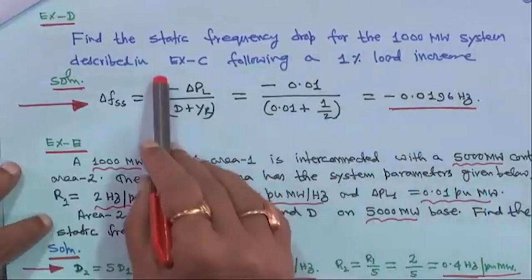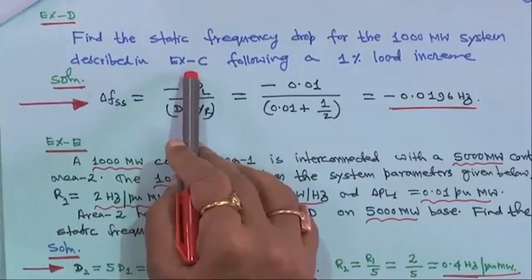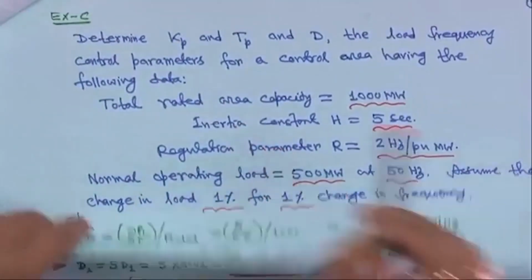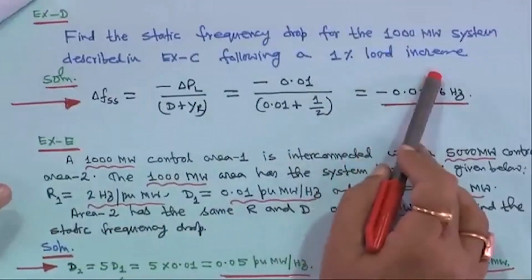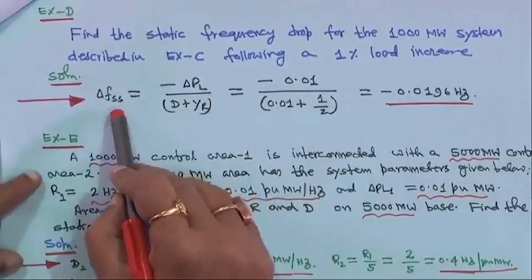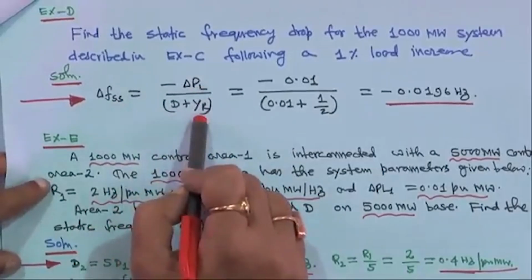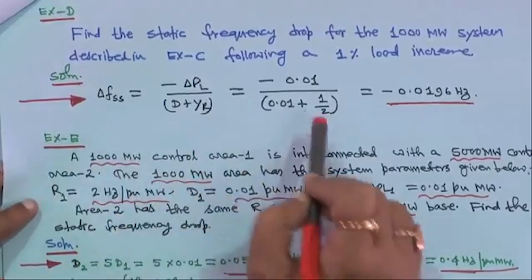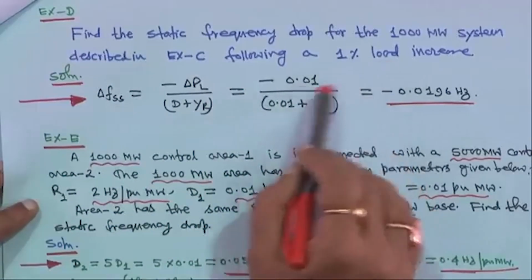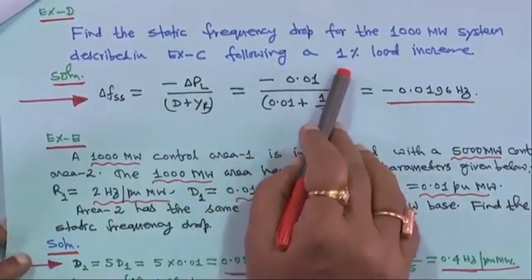This is described in example C. I mean, the same data has been taken, following a 1% load increase. So we know the steady state error delta FSS is equal to minus delta PL upon D plus 1 upon R, right? So it is given that delta PL, that is 1% change in load, means 0.01. So delta PL is actually 0.01.